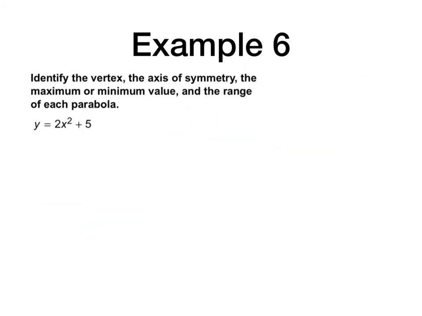Okay, so identify the vertex, the axis of symmetry, the maximum or minimum, and the range of each parabola. So how can we find our axis of symmetry? What's our A? 2. And what's our B? 0. Because remember, our A is in front of the x squared. We don't have an x, so there's no number in front of our x. So our B is 0. And what's our C? 5.